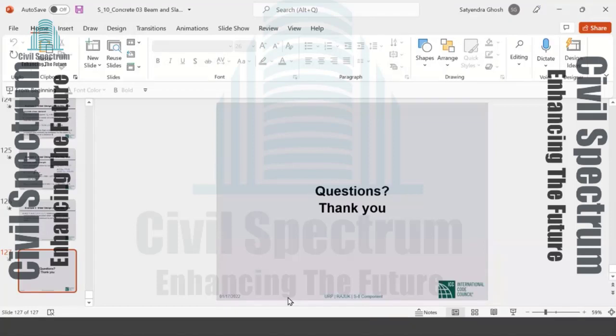Is horizontal shear reinforcement mandatory for all deep beams, or is it just needed when required? Horizontal shear reinforcement is mandatory for all deep beams, yes.